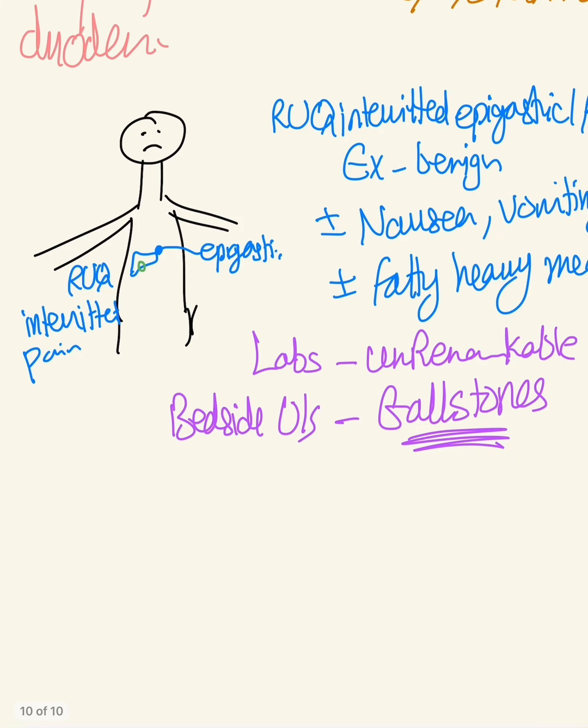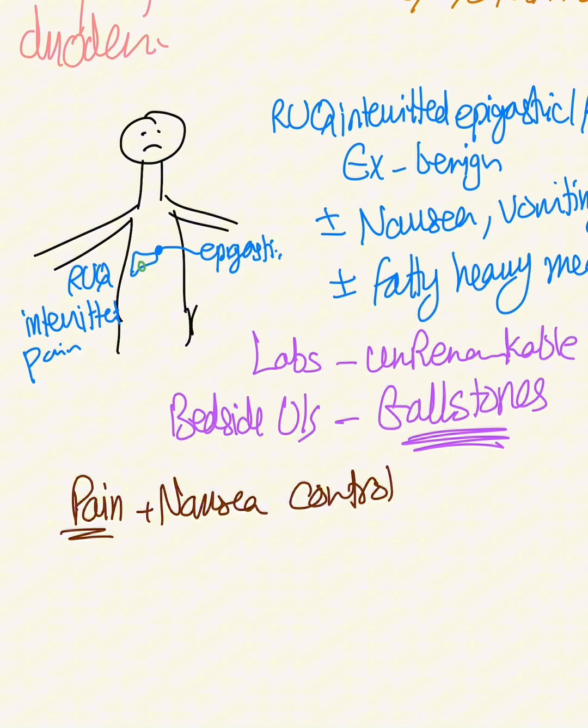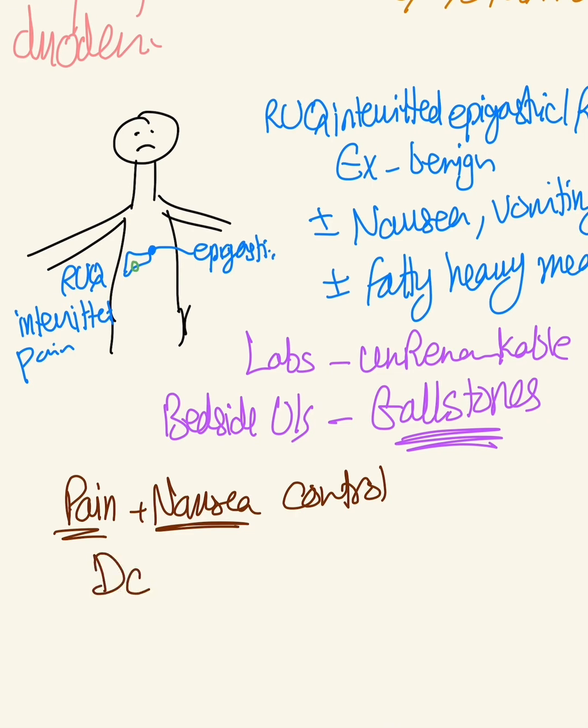How do we treat these patients? We treat them with pain and nausea control. You can give them Tylenol, Motrin, or whatever pain medication is appropriate for the patient. You can give them Zofran or Reglan for their nausea. And then the majority of these patients would be discharged with an outpatient cholecystectomy.